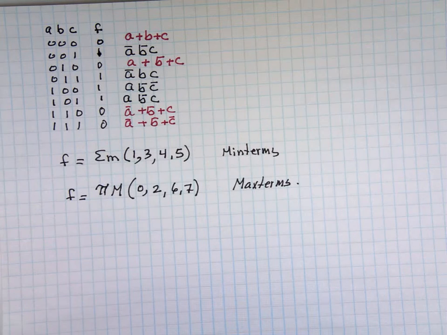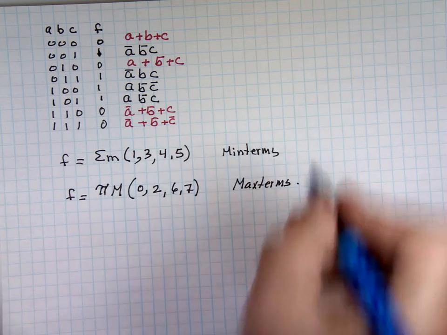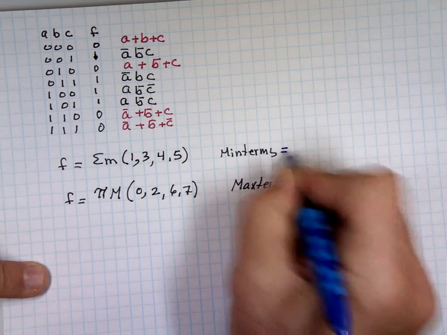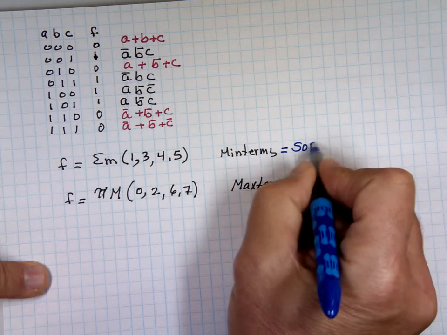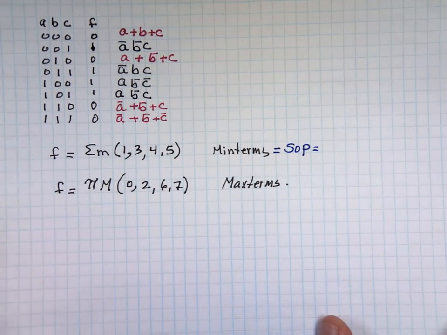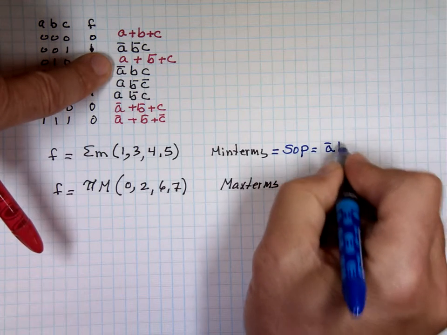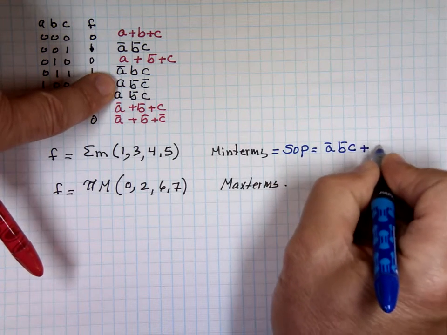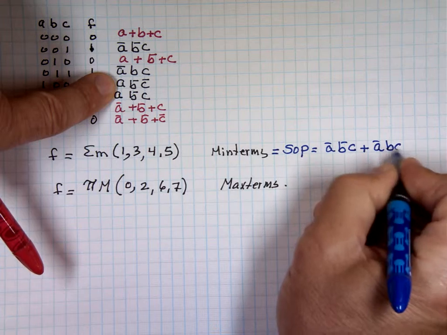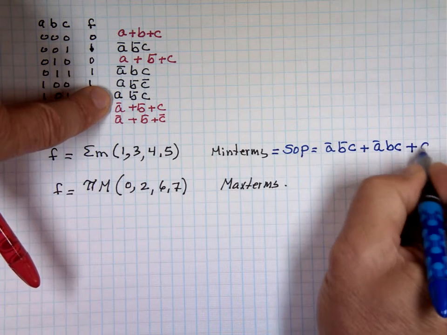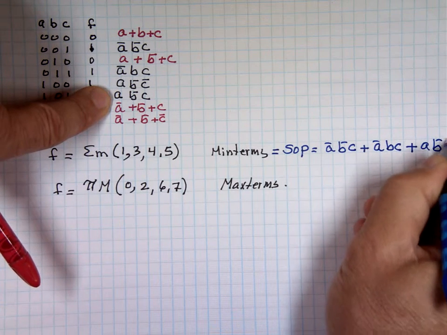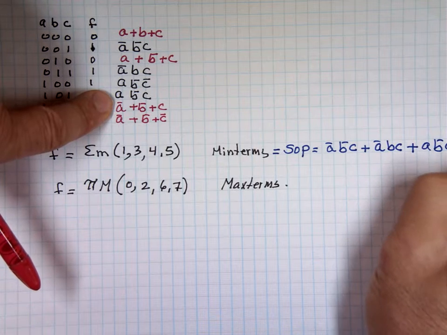So if you want to write the minterms, I'll write them both. Minterms is known as what? Sum of products. So the ones is going to be where? A bar, B, C, A bar, B and C, A, B bar, C bar, A, B bar, C.